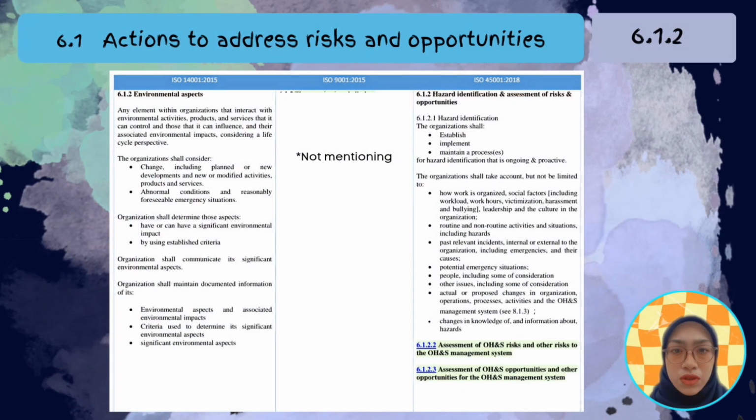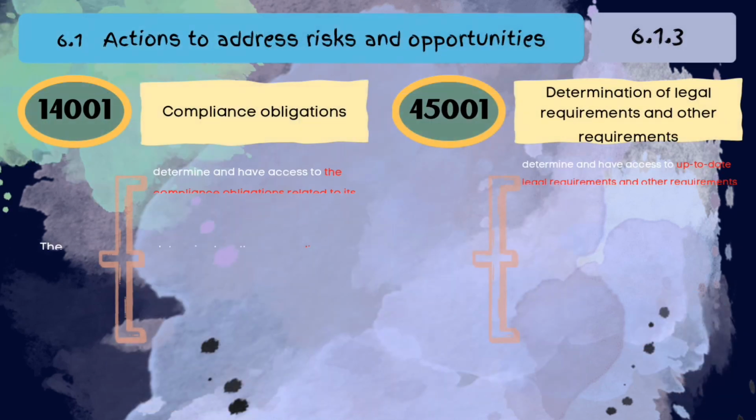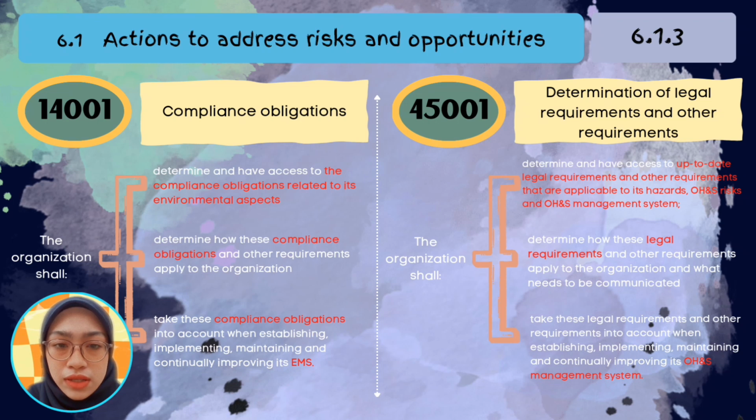Only 45001 has the consideration of determining the risks and opportunities of the management system and its intended outcome. For clause 6.1.2, only ISO 14001 and 45001 show a different part, where 14001 focuses on the environmental aspects and 45001 focuses on hazard identification and assessment of risks and opportunities. At clause 6.1.3, there is only a similarity between 14001 and 45001. For 14001 it is about compliance obligations, and for 45001 it is about determination of legal requirements and other requirements.